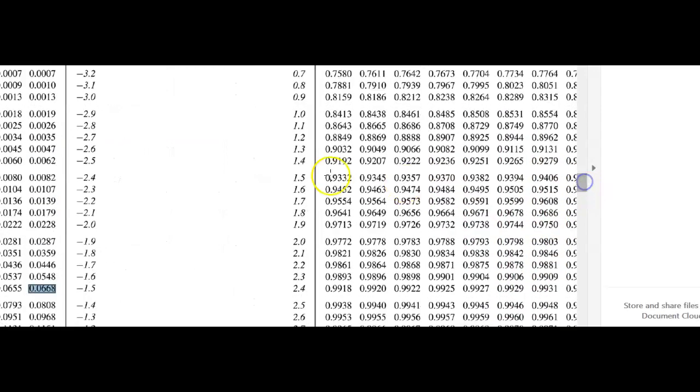1.54, 1.5, 0, 1, 2, 3, 0.9382. So the area to the left of 1.54 is 0.9382.